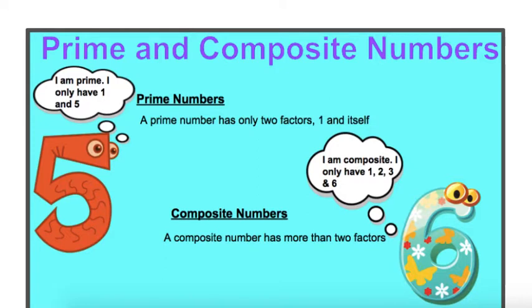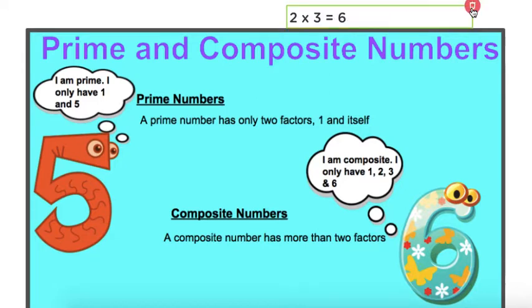A factor is a number that can be multiplied with another number to get a specific number. For example, 1 times 6 equals 6. In this multiplication equation, 1 and 6 are both factors of 6 because we can multiply 1 and 6 together to get 6. Or 2 times 3 equals 6. In this case, 2 and 3 are factors because we multiply them together to get the number 6.